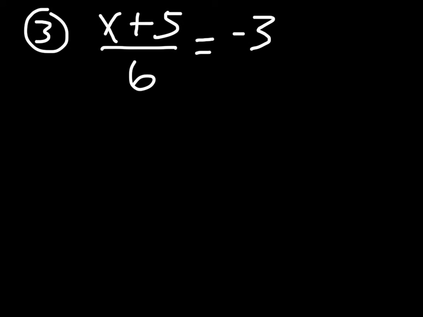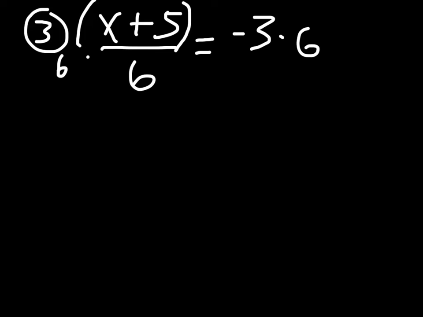Okay, number 3 says x plus 5 over 6 equals negative 3. Now, the last one we did, I told you to subtract first, and on this one, it's a little bit different because this is x plus 5 all over our 6. So it's almost like it's in parentheses on top there. And just like we do parentheses first in our order of operations, when we're solving for x, we do this last.